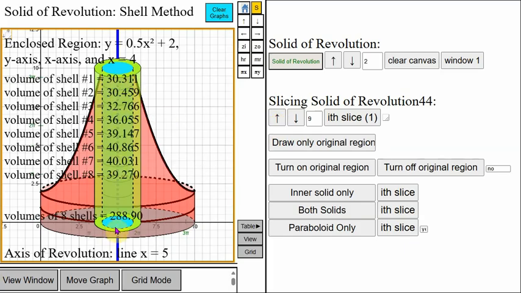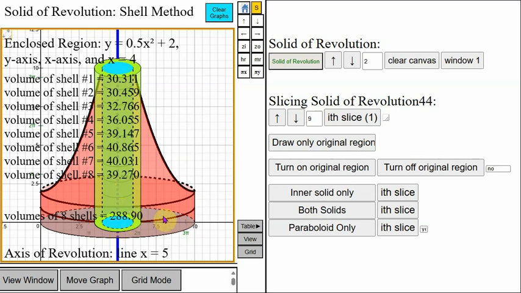Then we'll get 288.90. And so if we divide the solid of revolution with the hole in the middle into 8 shells, we get a volume of approximately 288.90.